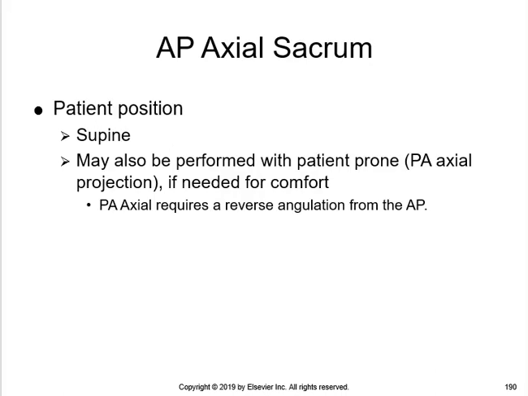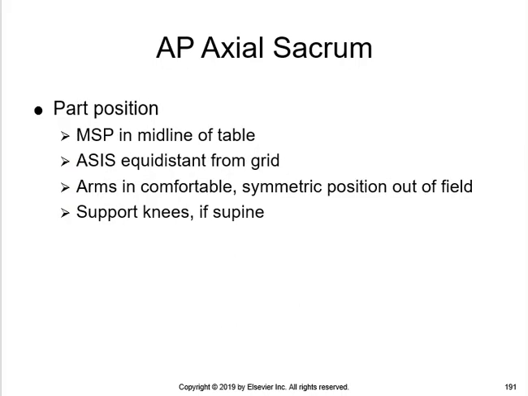In both cases, we're going to have the patient lying flat on their back. You can bend the knees a little bit, but just don't get them in the way. So don't over bend the knees, because we're going to angle cephalic and they could get in the way. Just enough to relieve some of that pressure on the patient's back. We're going to make sure that both ASIS are equidistant from the image receptor. Make sure you get the arms out of the way, and support the knees if the patient is lying down.